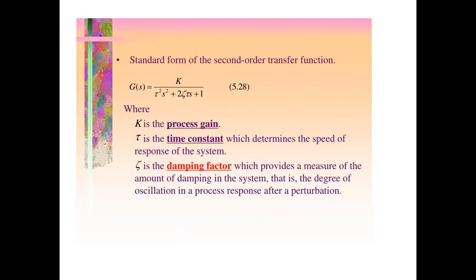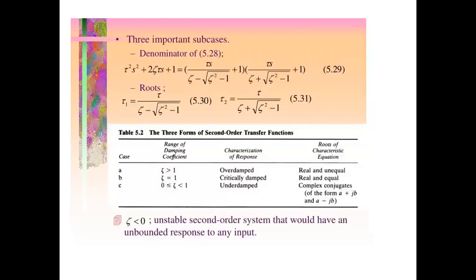G(s) is equivalent to K divided by (τ²s² + 2ζτs + 1), where K is the process gain, τ is the time constant, which determines the speed of response of the system, and ζ is the damping factor, which provides a measure of the amount of damping in the system. That is the degree of oscillation in the process response after perturbations. So there are three important subcases, with the denominator τ²s² + 2ζτs + 1. We have to simplify this expression and find the roots.